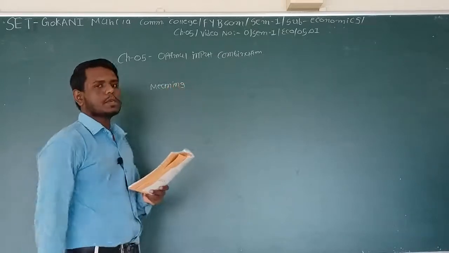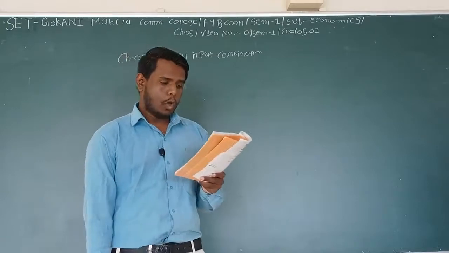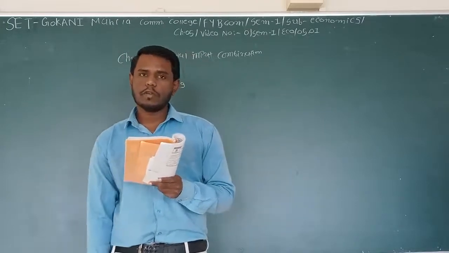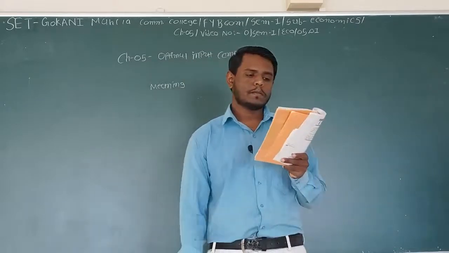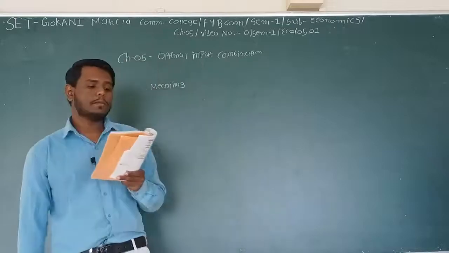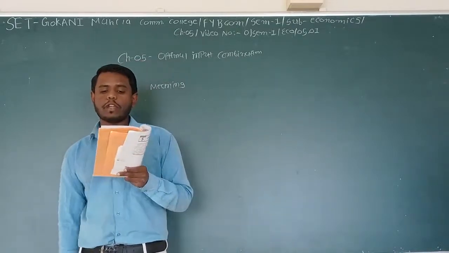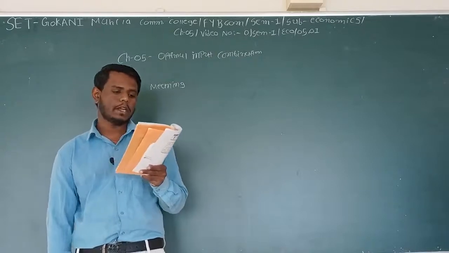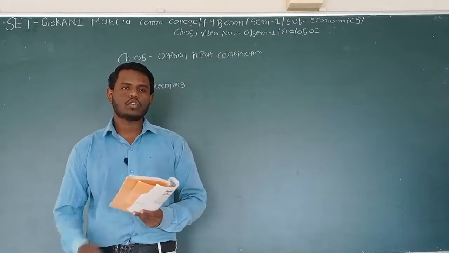On page number 91 in your economics book, optimal input combination is given. Optimal input combination is that when production can be made at the minimum cost. When different input combinations are made for production at the minimum cost, it is called the least cost combination.